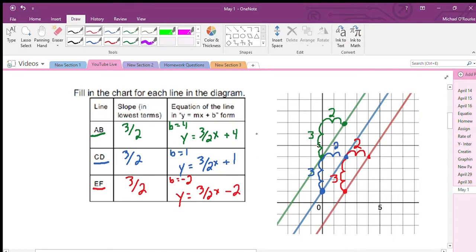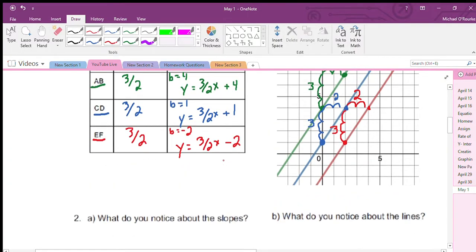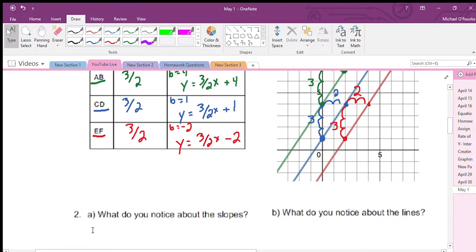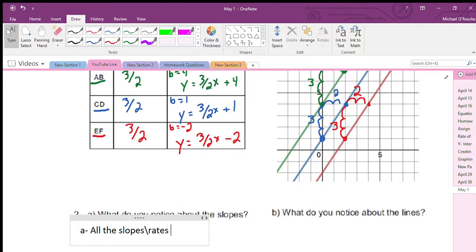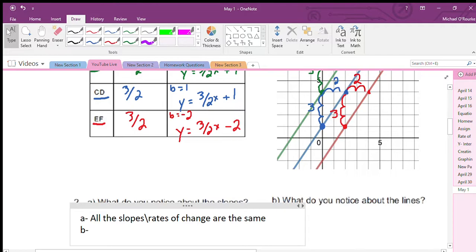So, what do you notice about the graph? Okay. So we notice, actually I'll use a pen here for this, since my writing is messy. We notice that A, all the slopes slash rates of change are the same. B, the y-intercepts are different.